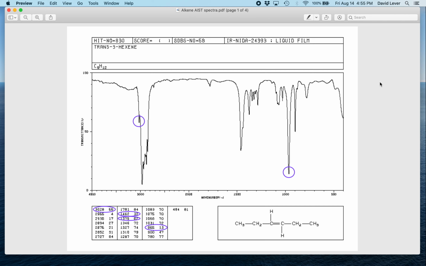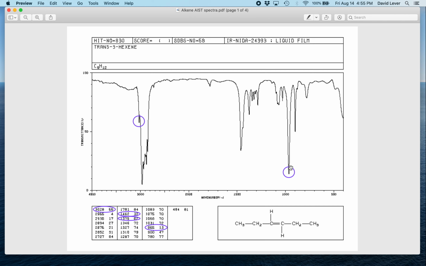So the first one I'm showing you here is trans-3-hexene, and you can see that we've got our standard sp3 carbon-hydrogen stretching in the 2850 to 2970 range, just on the low energy side of 3000, but we've also got a peak here at 3028 that has a 66% transmission. It's nowhere near as strong as the sp3 CH, but this is the sp2 carbon-hydrogen stretching that you're seeing there.